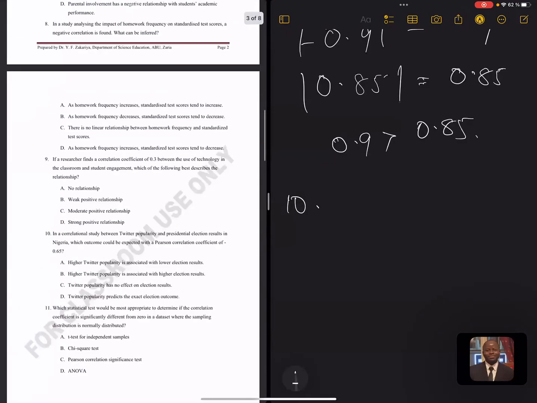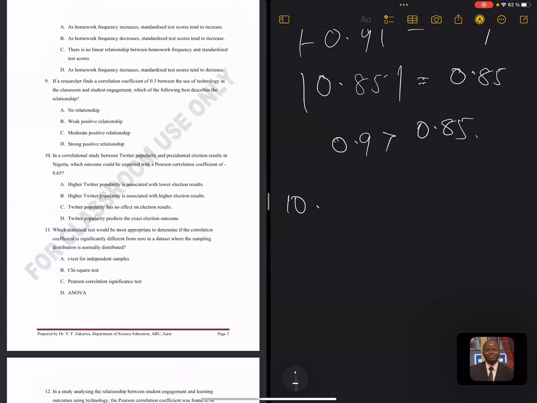So question number 10. Question number 10 says, in a correlational study between Twitter popularity and presidential election results in Nigeria, which outcome could be expected with a Pearson correlation of -0.65? This is another conceptual problem, seeking your knowledge of interpreting this negative correlation coefficient. And it is between Twitter popularity and presidential election.